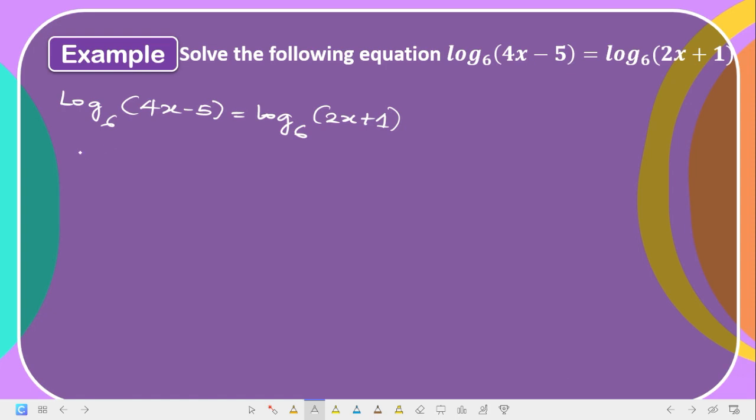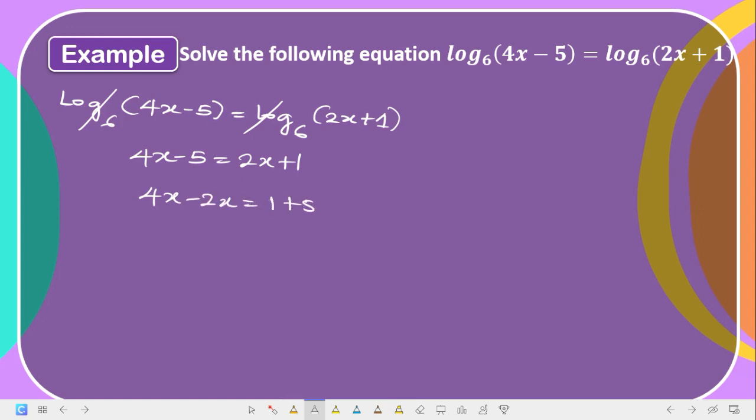So let's continue. This becomes log 6 bracket 4x minus 5. And then, since the logs are the same, what do you think we can do here? We can cancel this and this out, right? So we are left with 4x minus 5 is equal to 2x plus 1. And then this will give us, collect like terms. This becomes 4x minus 2x is equal to what?